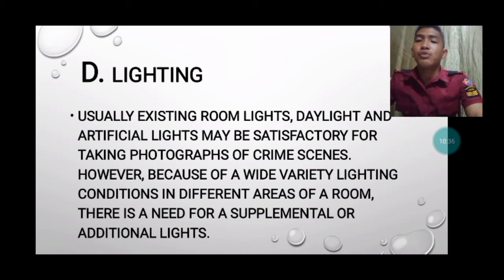Lighting. Usually existing room light, daylight, and artificial light may be satisfactory for taking photographs of crime scenes. However, because of the wide variety of lighting conditions in different areas of a room, there is a need for supplemental or additional light.